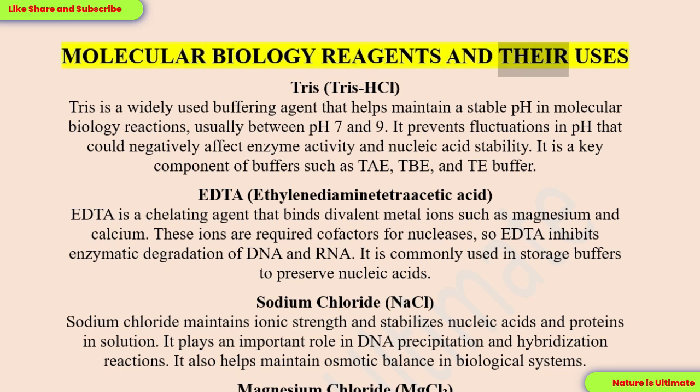Molecular biology reagents and their uses. Tris. Tris is a widely used buffering agent that helps maintain a stable pH in molecular biology reactions, usually between pH 7 and 9. It prevents fluctuations in pH that could negatively affect enzyme activity and nucleic acid stability. It is a key component of buffers such as TAE, TBE, and TE buffer.